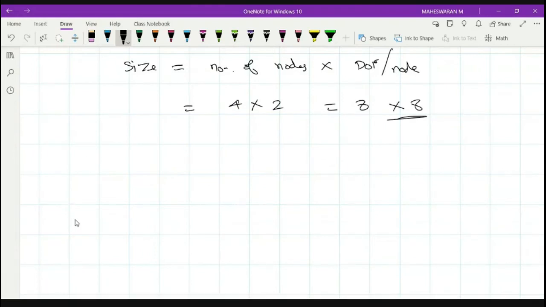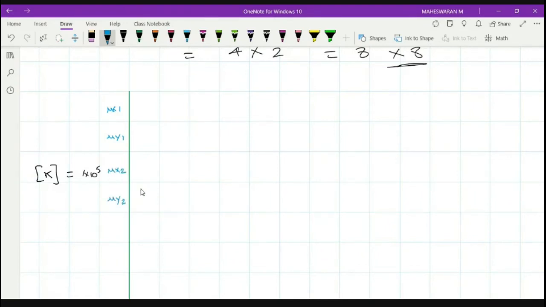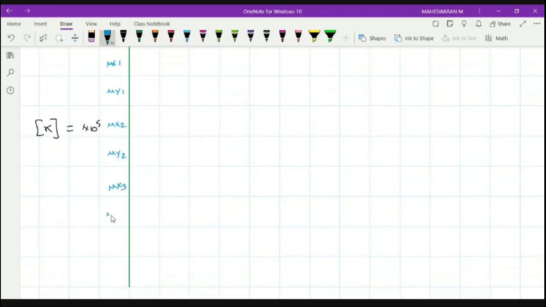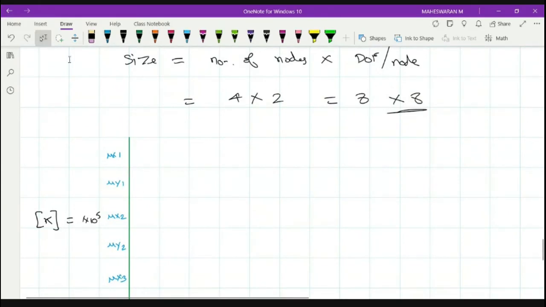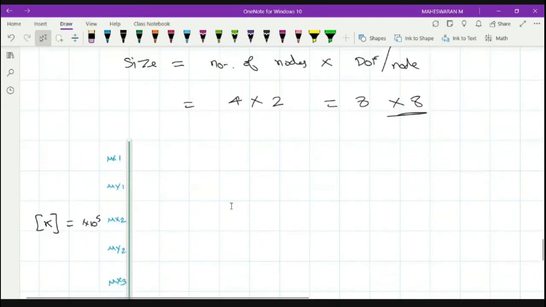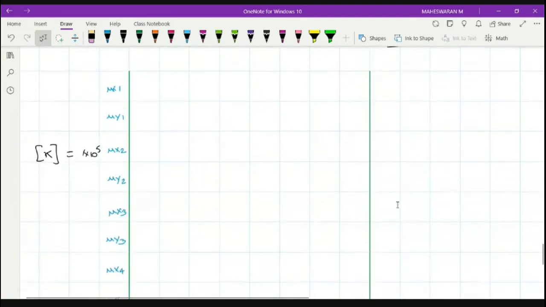So let me go for the global stiffness matrix K. This K matrix has a common term. What is that common term? It is 1 into 10 power 5. So 1 into 10 power 5 is a common term. Remaining, I will call this ux1, uy1, ux2, uy2, ux3, uy3, and ux4, uy4. This is my overall term. Similarly, I will consider the same thing: 1, 2, 3, 4, 5, 6, 7, 8. So this is my overall matrix.